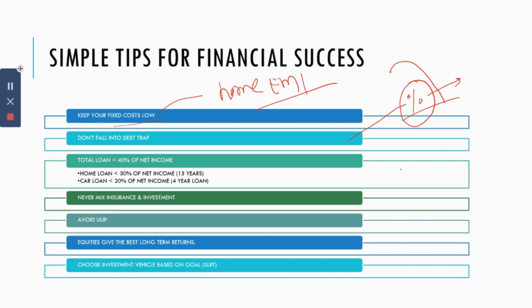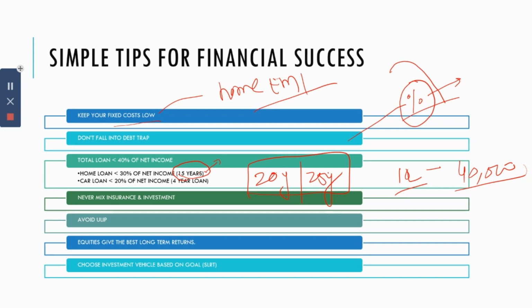So if your net income is 1 lakh a month, then not more than 40,000 should be going towards your loans. And typically, not more than 30% of your net income should go towards a home loan for a 15-year loan. I see a lot of people now taking 20-year and 25-year loans simply because they cannot afford the 15-year loan for the house that they want. And that's why we go for 20 and 25.